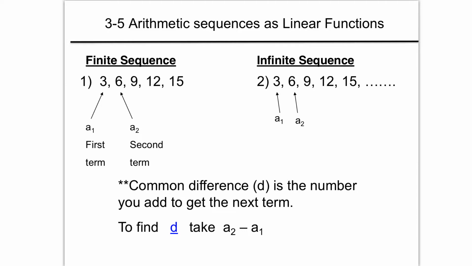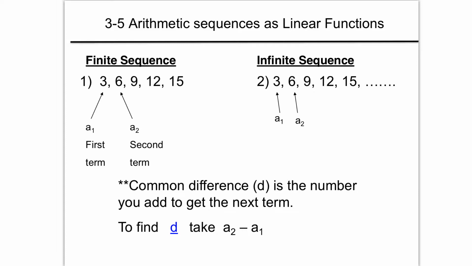But if you're having trouble, what you can do is take this little formula to find the common difference, d. You take the second term and subtract the first one. Now that works every time. If you take the second term, 6, minus the first one, 3, 6 minus 3 is 3. So that's the number that we're adding every time.